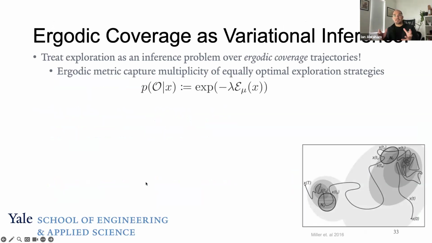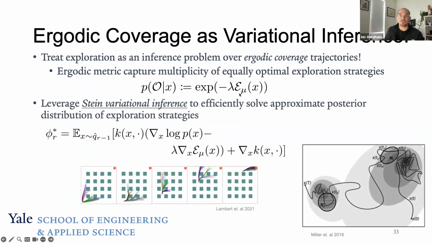So the way we did this is we actually treated the problem of ergodic coverage as an inference problem. We said, okay, we're going to think of the ergodic metric and add it as a likelihood model. And we're going to use something called Stein variational inference to solve an approximate posterior. This is a method of approximate inference where we don't necessarily have to solve the exact posterior, but we instead solve samples. And so these samples are going to be trajectory samples. They're going to be solutions which govern different kinds of exploration strategies. So this is an example of what that looks like below for navigating this maze.